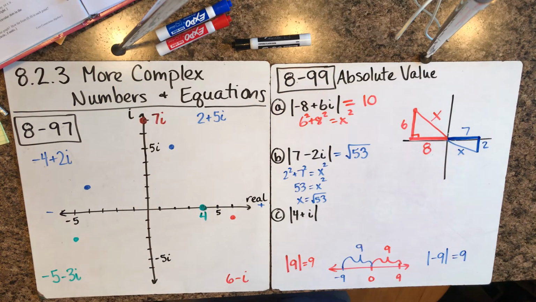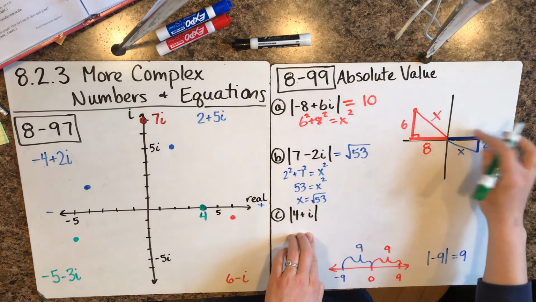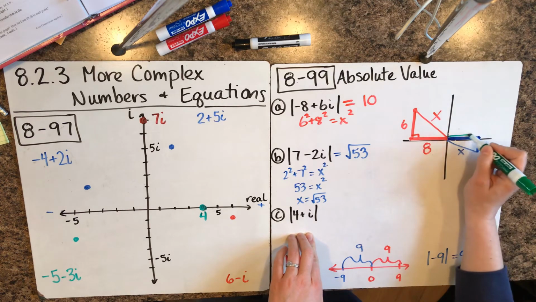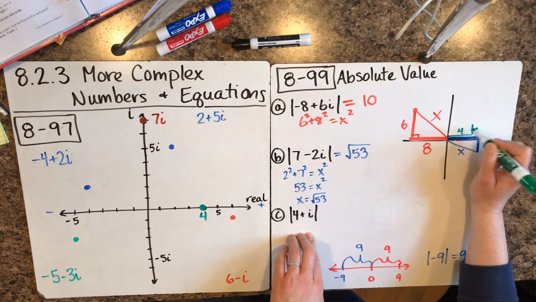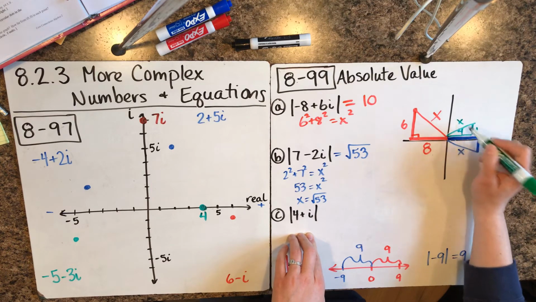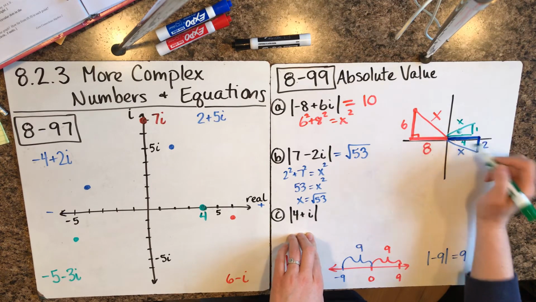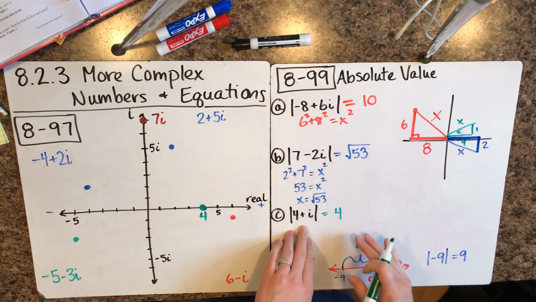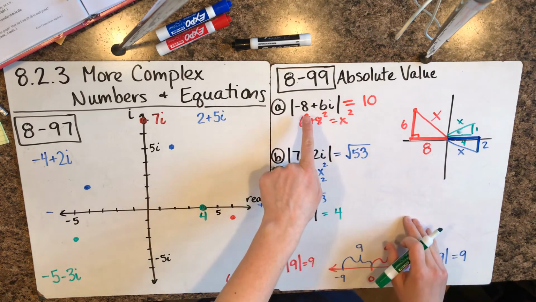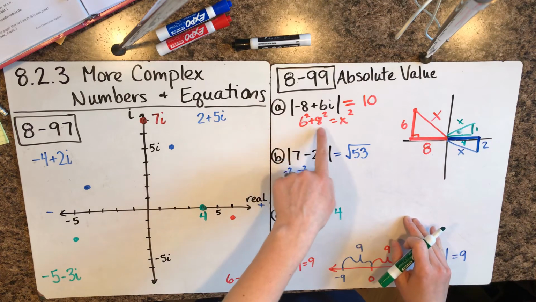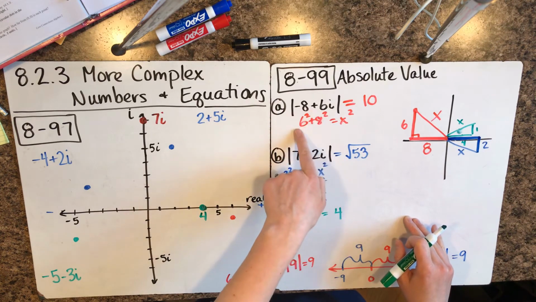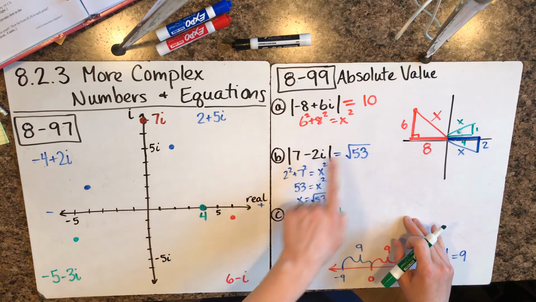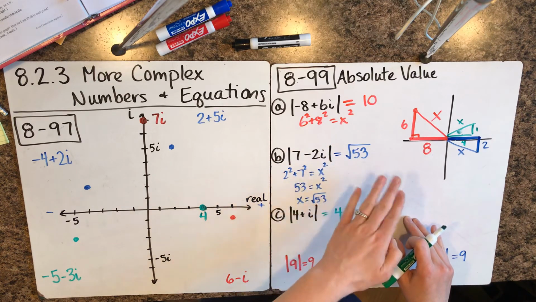Last one. 4 plus i, I'm going to get rid of the 7. If I go to the right 4 and I go up 1, I have a little triangle. Okay. And again, all I'm doing is Pythagorean theorem. Or if you're figuring out this pattern, all you're doing is taking the absolute value of the real part and the absolute value of the imaginary part and putting that into Pythagorean theorem.